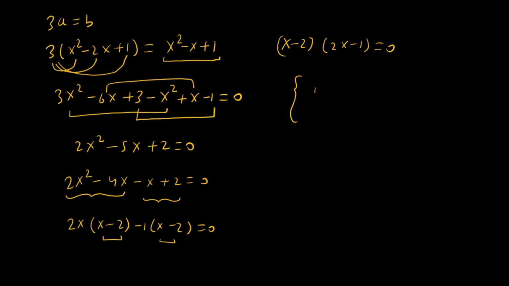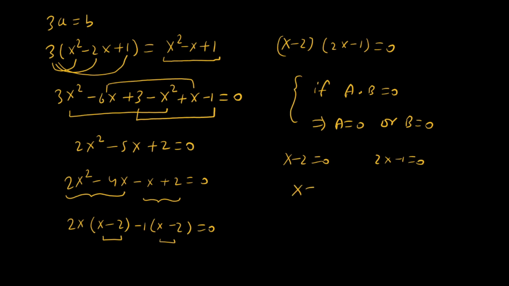And we know that if a into b is equal to 0, this implies a is equal to 0 or b is equal to 0. So x minus 2 is equal to 0, and 2x minus 1 is equal to 0. Then here the value of x is 2, and here the value of x is 1 over 2. This is our final answer.